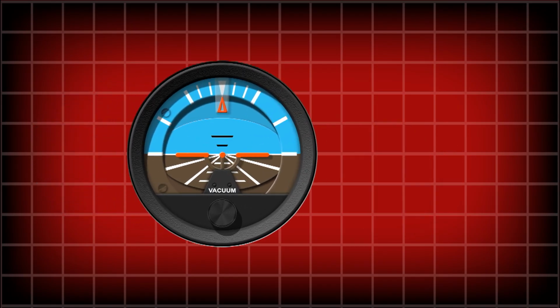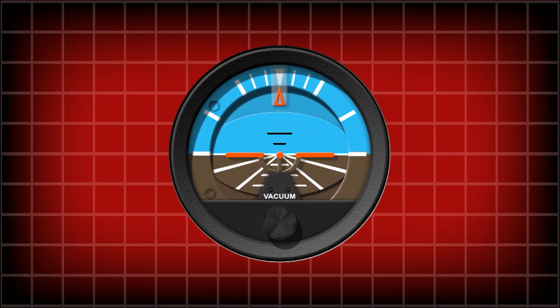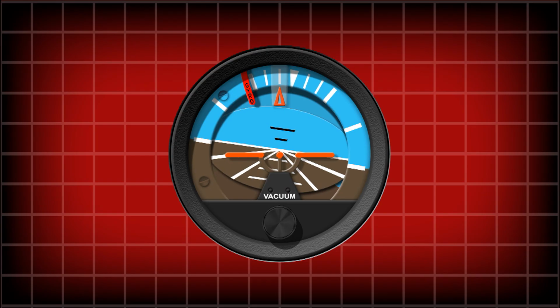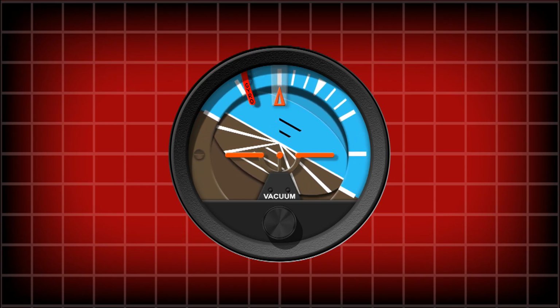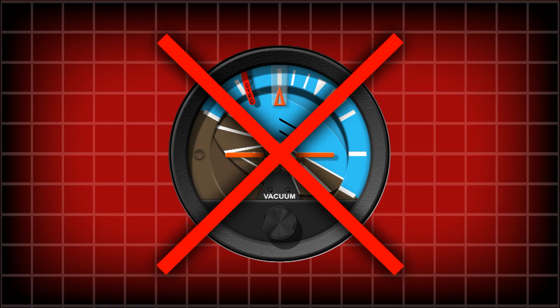This instrument also includes an off flag, which comes into view when the internal gyro spin speed is too low. When in view, this indicates that the displayed information could be incorrect and should not be used.